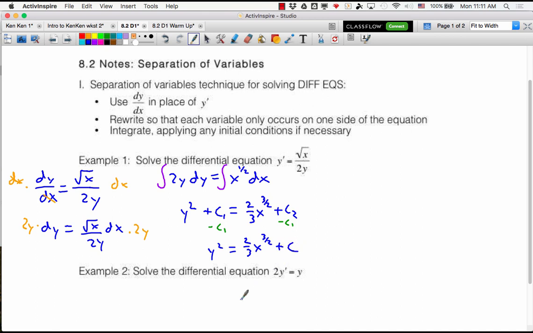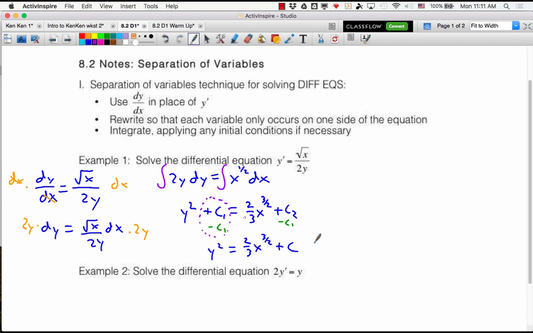Yeah, like why would I bother writing c2 minus c1 when I don't know what c2 or c1 is? Oh, they're just constants. They're two unknowns, right? So as long as whatever they subtract to, it's going to equal some other constant.